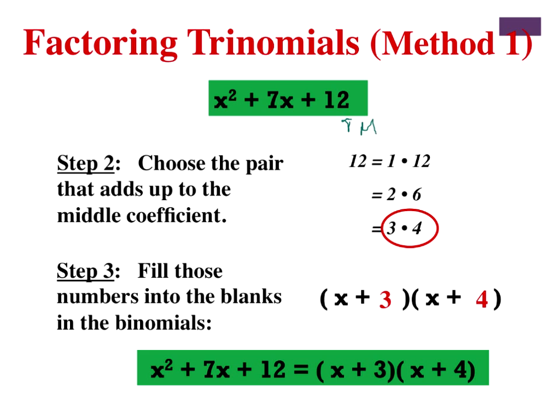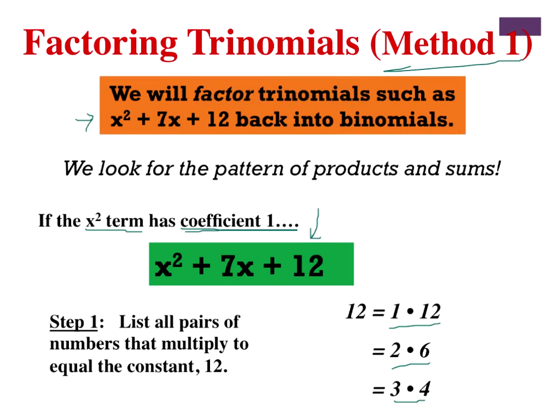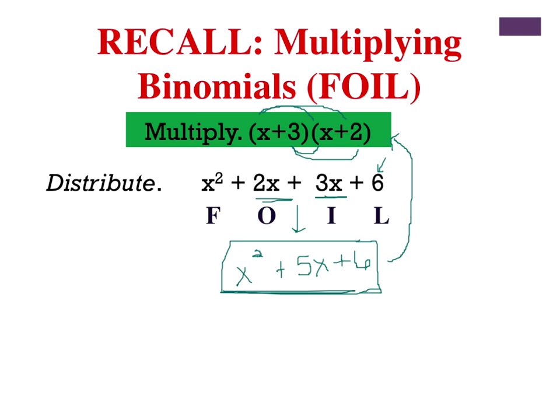Then, once we have found the pairs that multiply to 12, we want to look at what pair of numbers adds to our middle coefficient. And that would be 3 and 4. Now this is kind of odd. I tell you just to fill in the blanks. We're just taking that 3 and that 4 and filling them into these blanks because we know a binomial looks something like this. Now, where did these blanks come from?